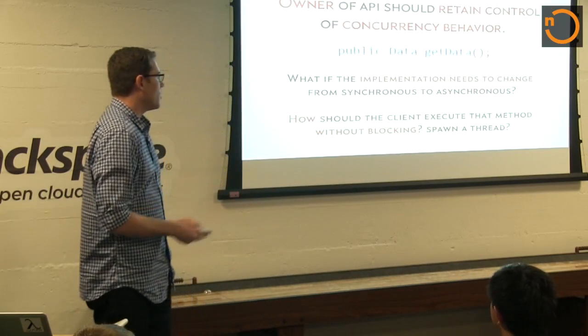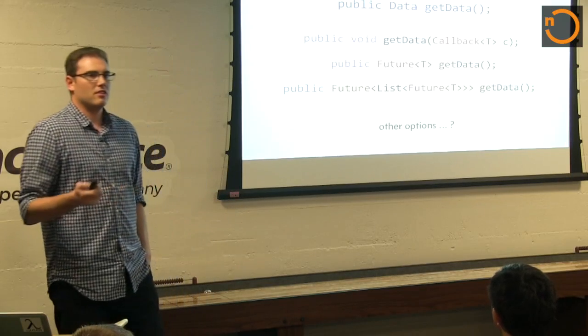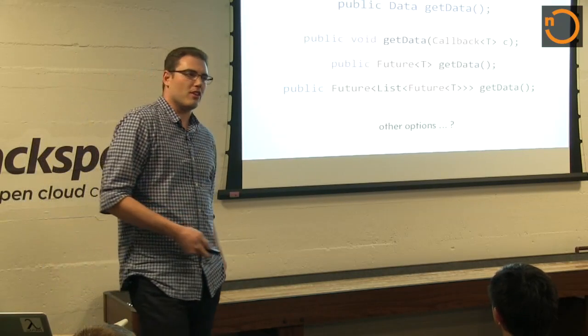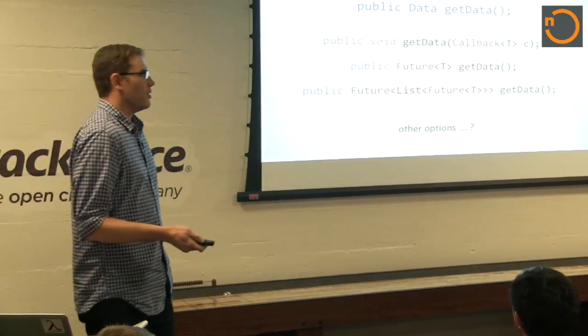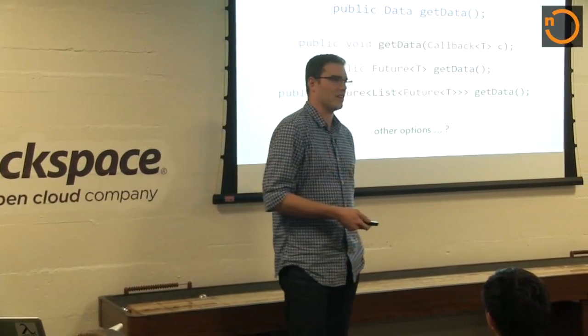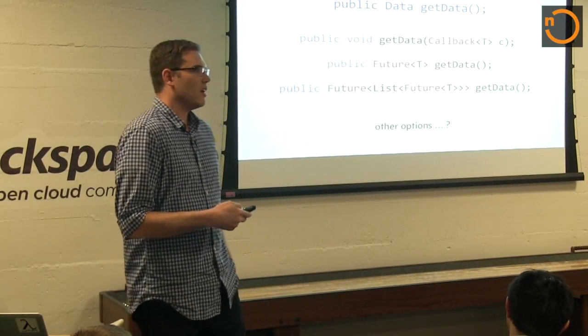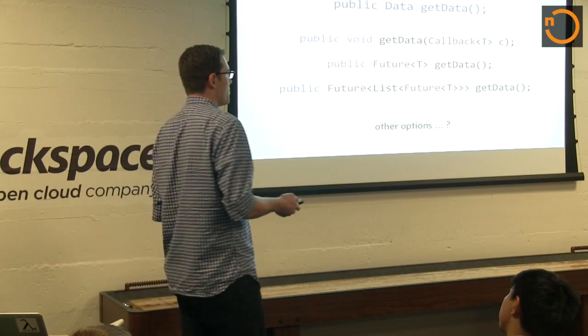And so we started exploring the typical approaches. We looked at the callback model, obviously. We looked at futures. We looked at futures of lists of futures if you have lots of things to return back or if you wanted to pretend to stream data. And so we started going down this path, and it wasn't very pretty.